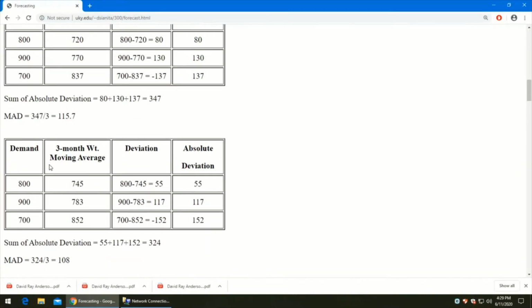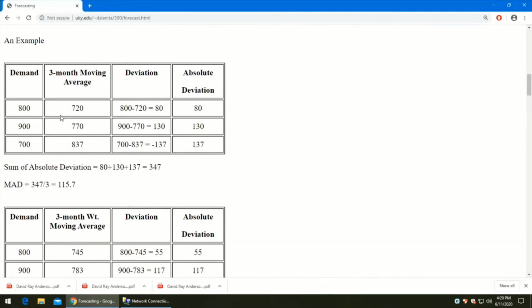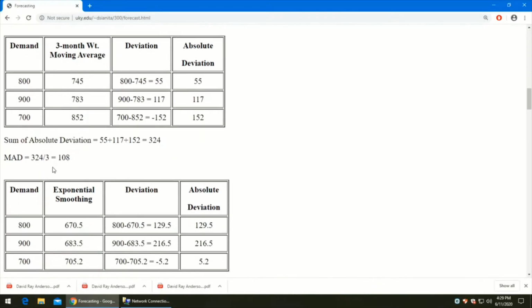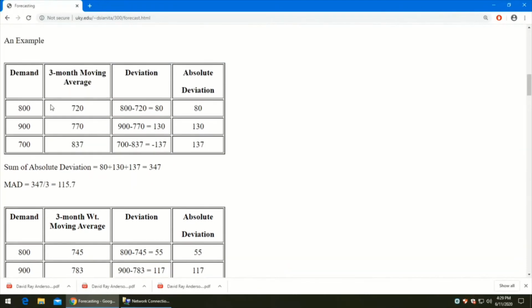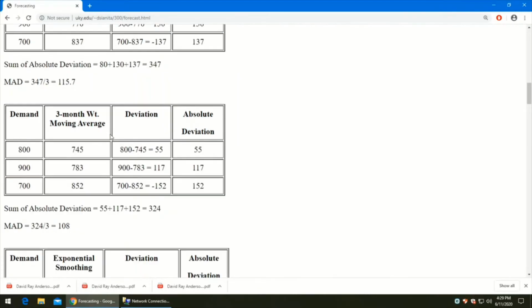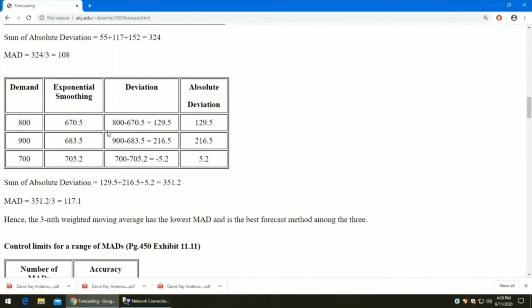So you can see that the weighted moving average has a lower mean absolute deviation than the simple moving average. So that means that this is a much better method, because we have a lower mean absolute deviation than the previous method calculated by the simple moving average method. It's also known as simple moving average.